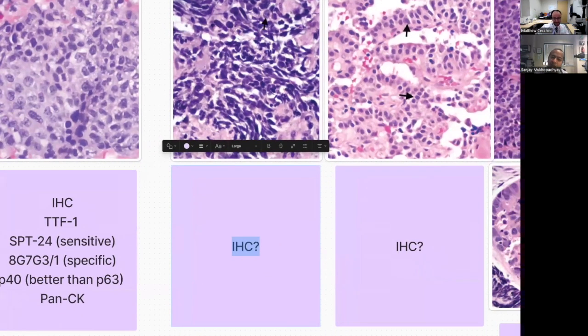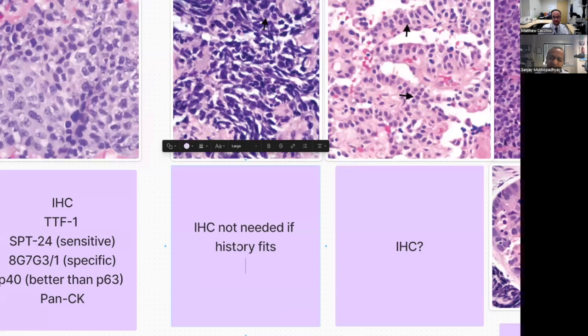In that setting, if you have morphology like this, I don't think you necessarily need to do immunohistochemistry. And especially if you're in a resource limited setting, I think that's even more reason not to do immunohistochemistry here, because the yield of finding something other than small cell is extraordinarily low. It's very low.